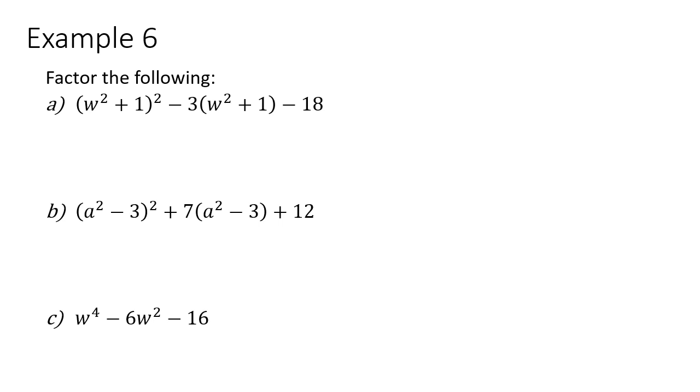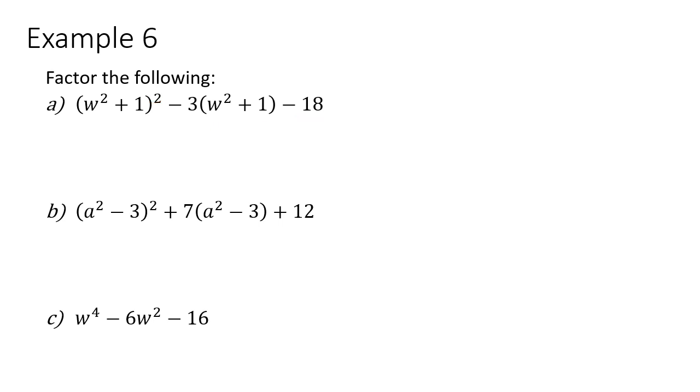You can really see the power of this method in example 6 here, especially in parts A and B, where you've got w squared plus 1 quantity squared minus 3 times w squared plus 1 minus 18. A lot of students, when I ask them to factor something like this, will try to multiply everything out. They'll square w squared plus 1, they'll distribute the minus 3 through. That makes the problem so much harder. Don't do that. This is some expression squared, the same expression to the first power, and a constant term. This looks like a quadratic. All you have to do is push it over the edge.